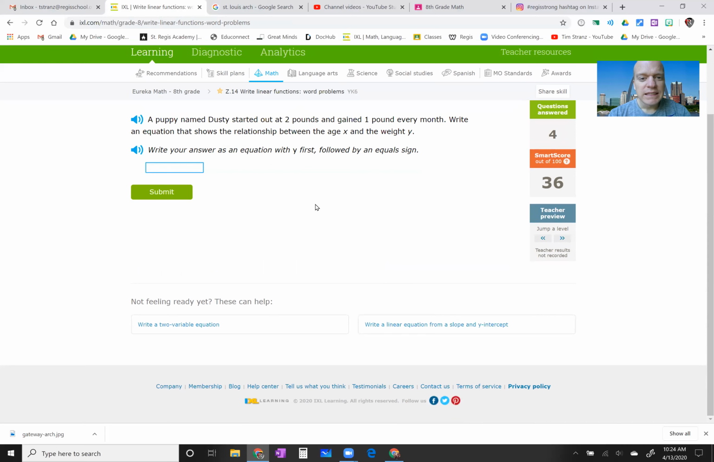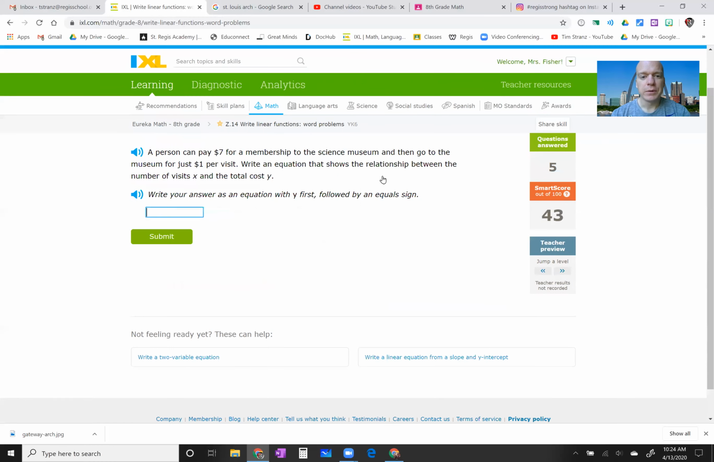A puppy named Dusty started out at 2 pounds and gained 1 every month. Okay, so y equals, he started at 2 pounds and gains 1 every month. So whenever it's every month, each day, that number is going to be your slope. So if you look up here, 1 pound every month, that's your slope. So x plus 2. Okay, there you go.